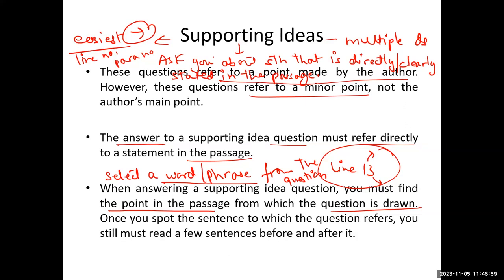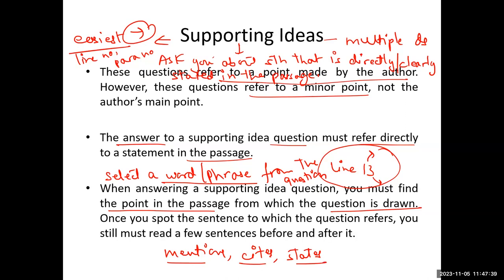Okay, are you getting my point? So supporting idea questions are very, very easy because it's right there in front of you. The answer is right there. You just need to find the point. That's it. And good news is that there are multiple questions. How will you come to know that this is a supporting idea question? He will use words like these: the author mentions, the author cites, the author states.